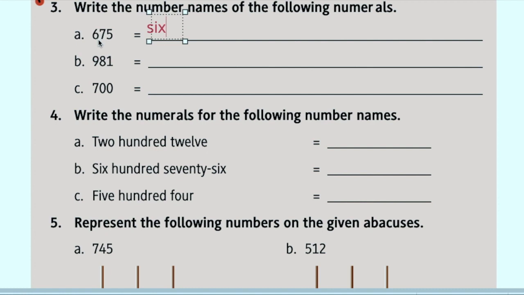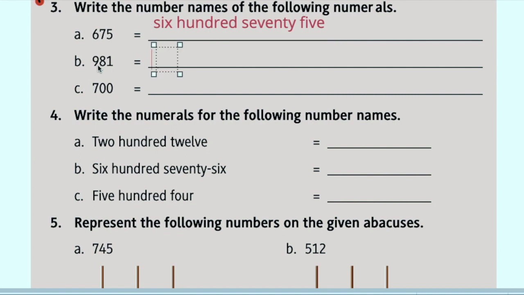After 6 we have to write 100. Hundred, 100. After 100 we have to write the number names of the numbers in the tens place and ones place. So in tens place and ones place we have 75. So we are writing 75. Seventy, 75. Five, 75. Together it is 675.